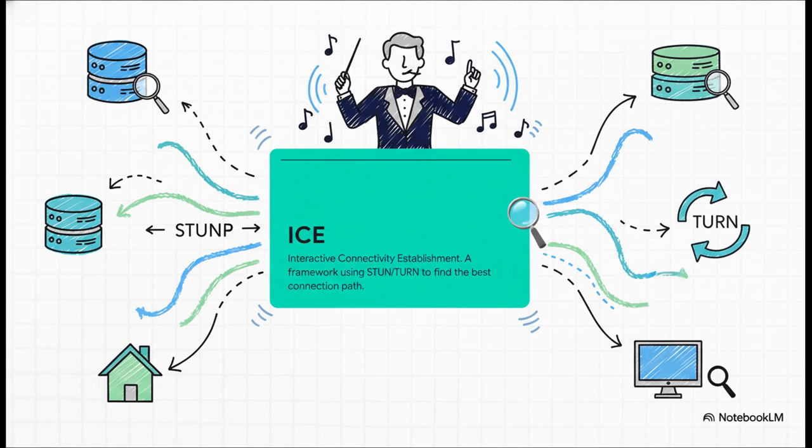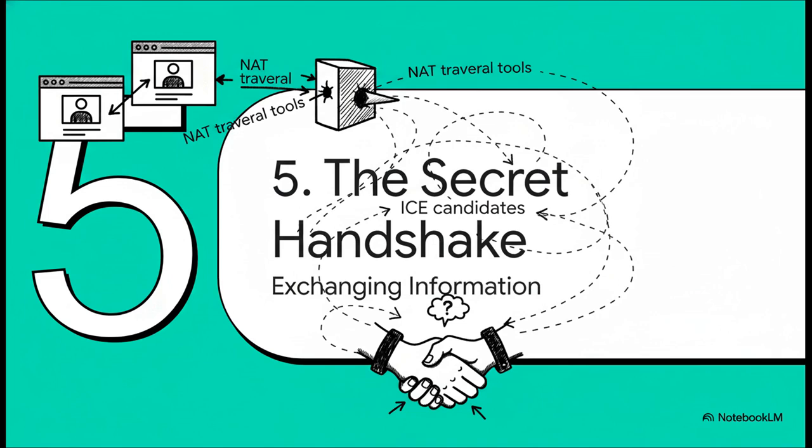Okay, so how do you manage all this? That's the job of another piece called ICE. The best way to think about ICE is as the conductor of an orchestra. It uses STUN and TURN to discover all the possible ways to connect. Your private address, your public address, maybe that relay address. These are called ICE candidates. And then it very intelligently figures out the best, most direct path that will actually work.